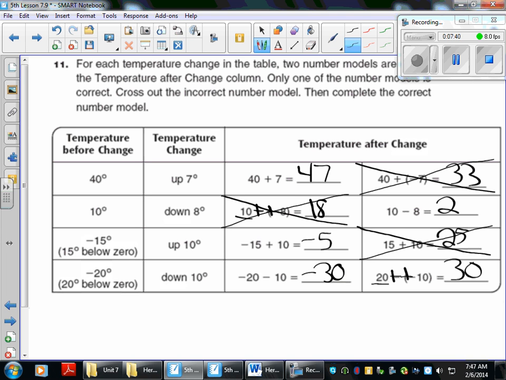So remember, when we're subtracting those negative numbers, we're leave, add, change. If you remember that rule, it shouldn't be too difficult for you on your homework tonight. I hope this helped, and I'll see you in class tomorrow.